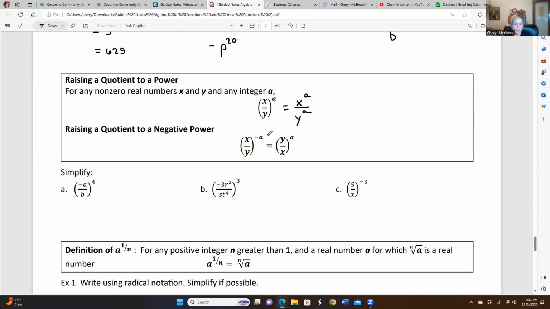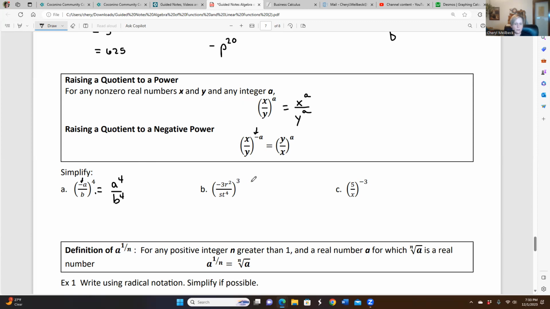Now, if you have a negative power, it flips the base. So if you have x over y taken to the negative a, that will be equivalent to y in the numerator and x in the denominator taken to the a power. As that looks here, if I take negative a over b to the negative 4th, we flip it, and negative a to the 4th would be 4 negatives. So we'd wind up with a positive a to the 4th, and b to the 4th would be on bottom.